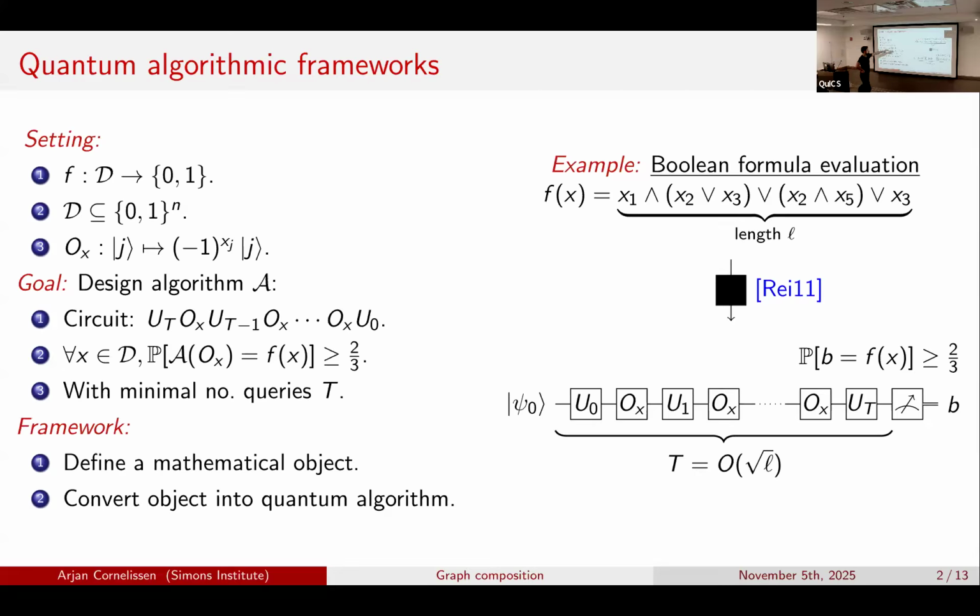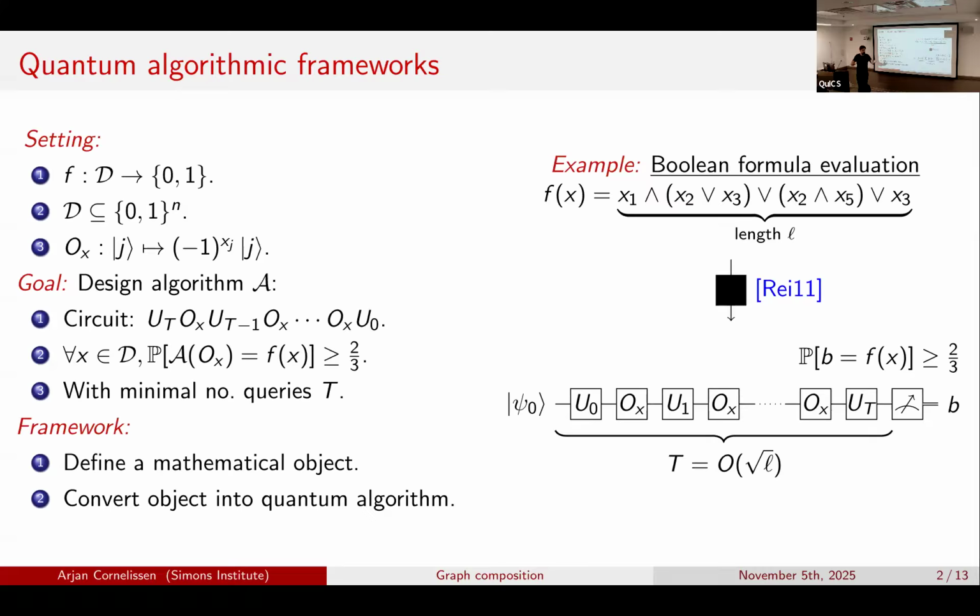Right, and so here what you can see is that you see some property from the classical object, namely the length of the formula, which tells you how many queries the resulting quantum algorithms can make. So there's a very obvious benefit of algorithmic frameworks.